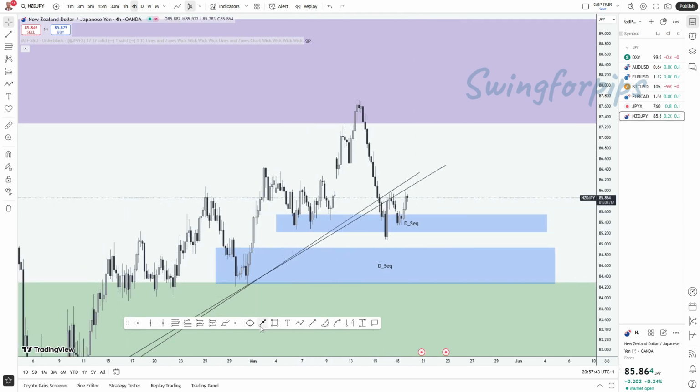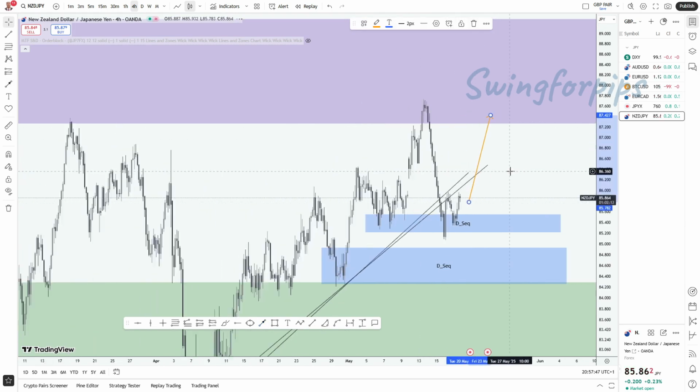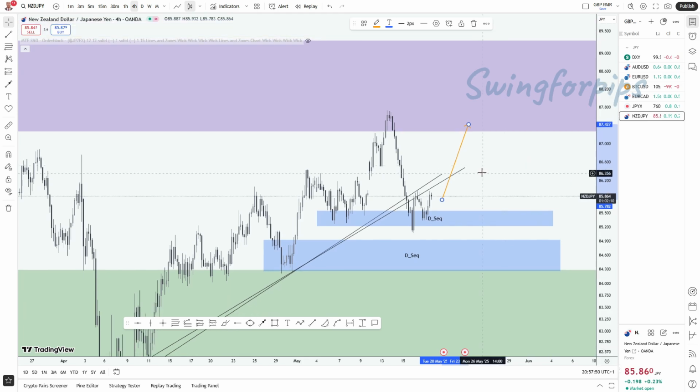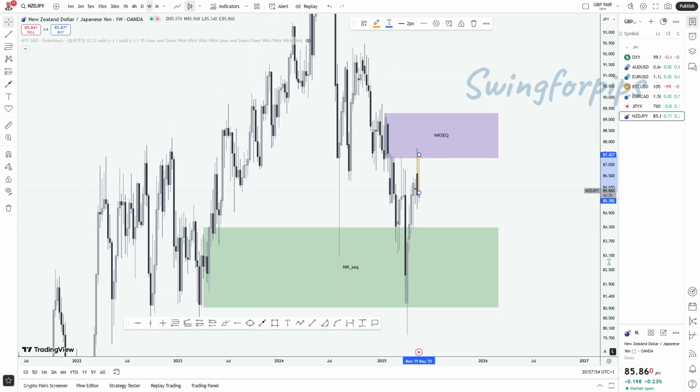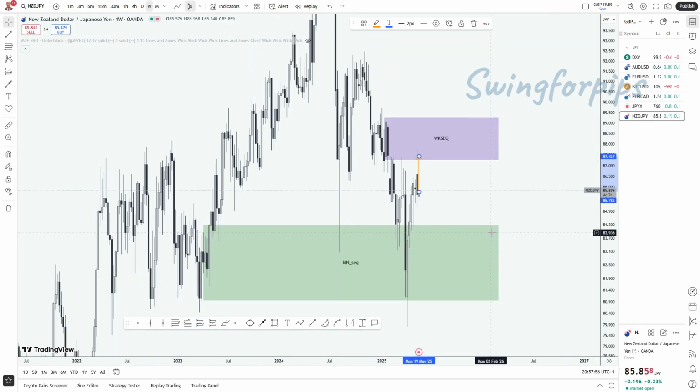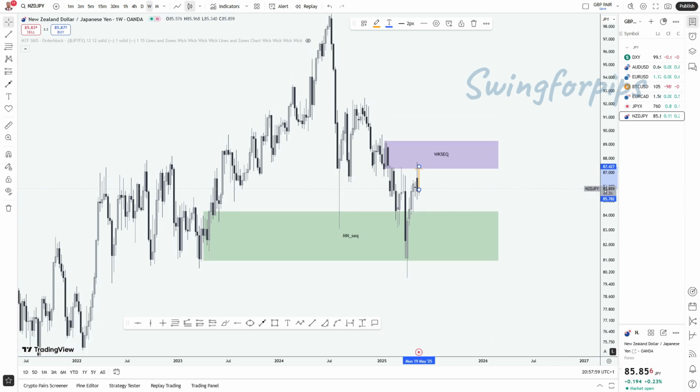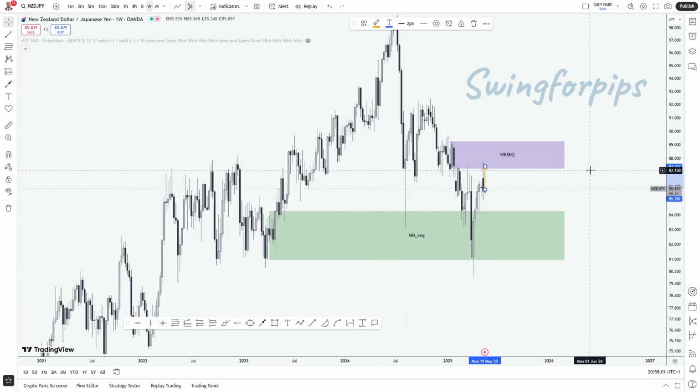Don't forget you had it first here in Swing for Pips channel. So keep your fingers crossed. Look at these pairs, go back, take your time, do your own analysis. Don't take my word for it, don't take my word hook, line, and sinker. Look at it. Does it align with your own analysis? When you see market analysis like this, take your own time to do your own due diligence. That's how you grow as a student, that's how you grow as someone who wants to remain in this market for a very long time.